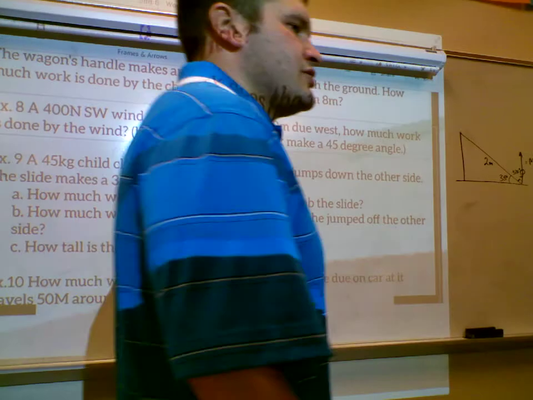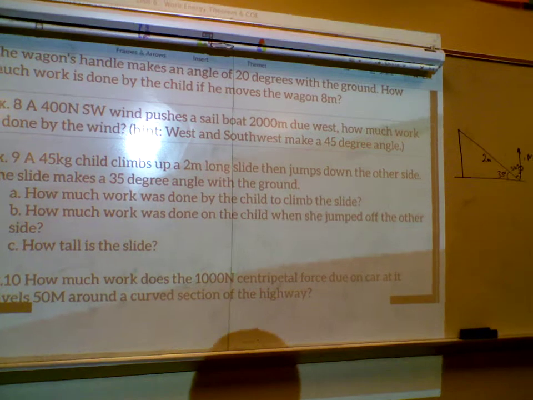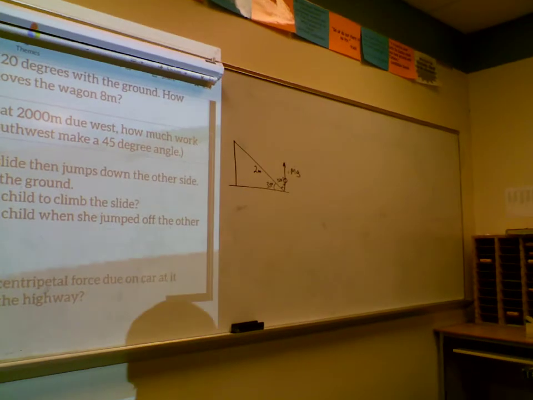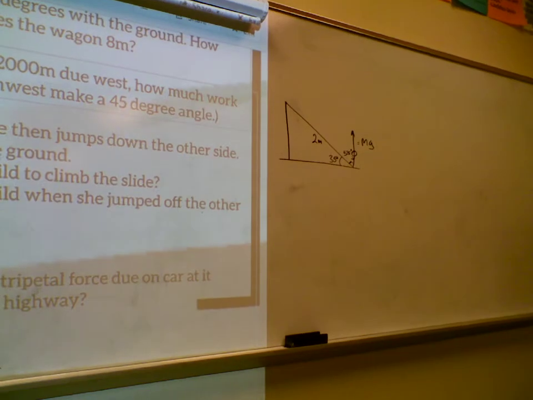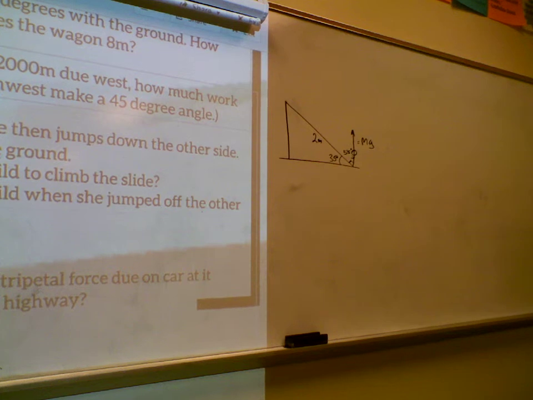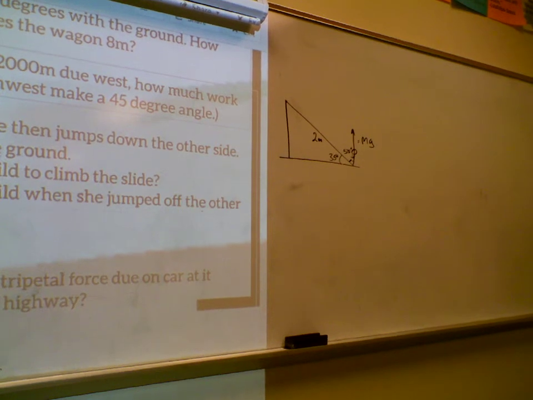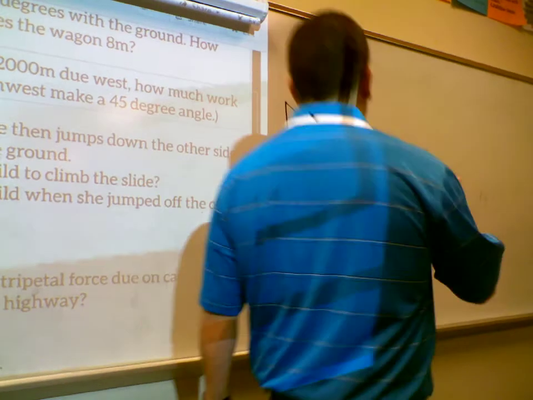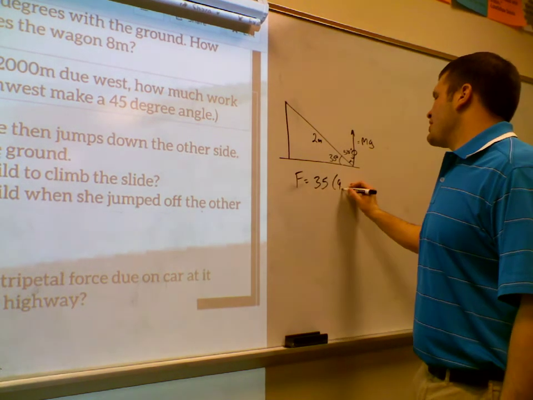Example 9. So I do the picture over here. Okay. So the child is climbing up the 2-meter long slide. The child's 35 kilograms. The force of gravity is what they're working against. So their force is equal to the force of gravity. So to find the force of gravity, do mass times gravity, right? So force equals 35 times 9.8.